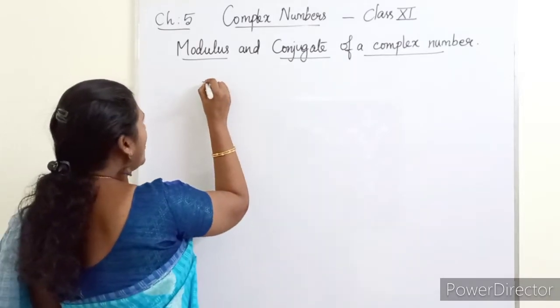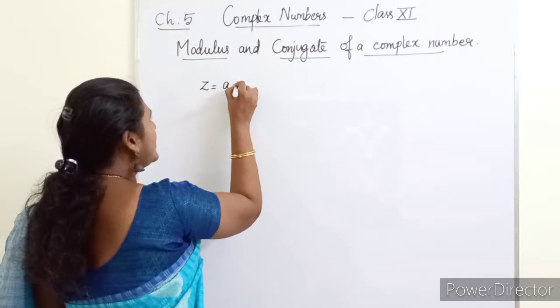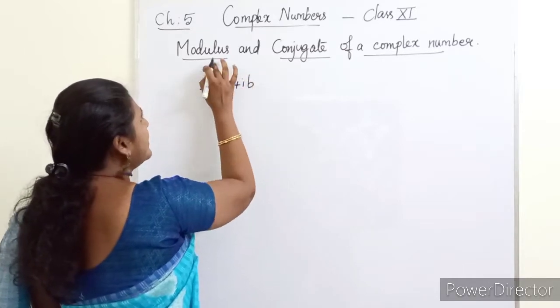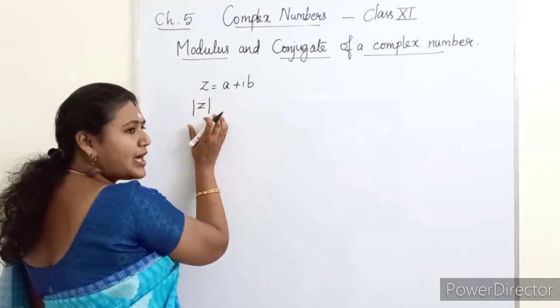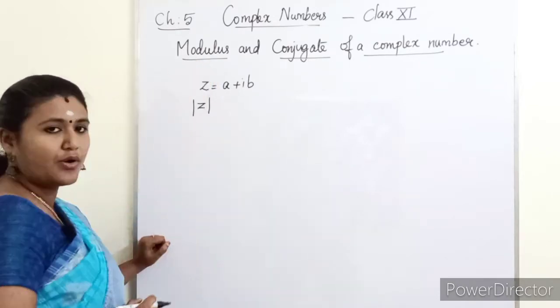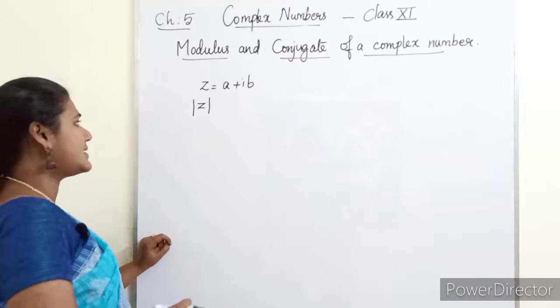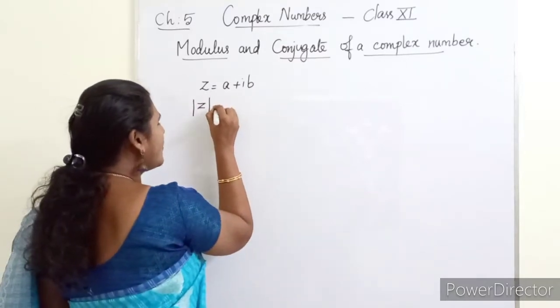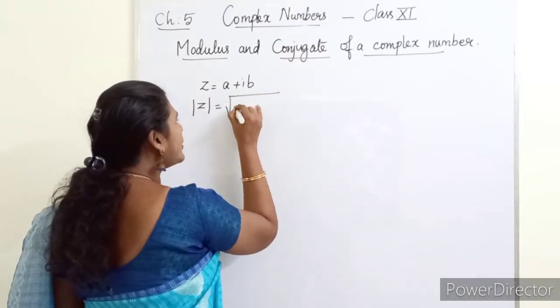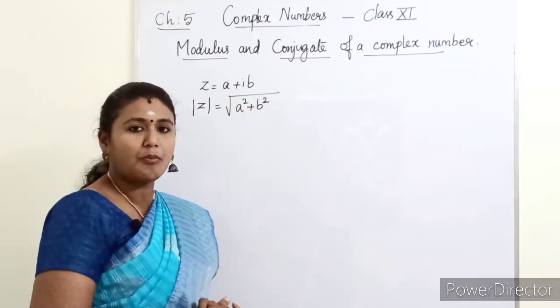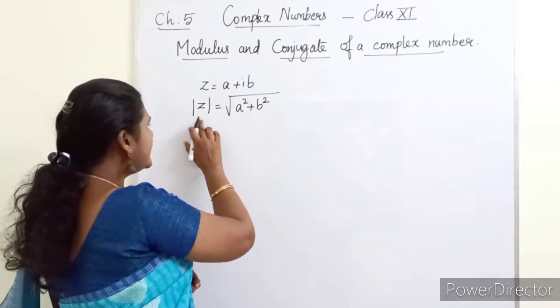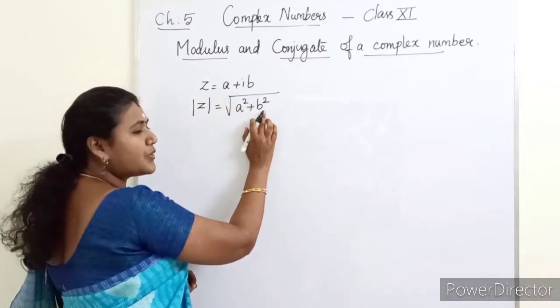Suppose we have a complex number z is equal to a plus ib, then the modulus of z is denoted by this symbol. This symbol is used to denote the modulus of a complex number, and its formula: modulus of z is equal to root of a square plus b square. So the modulus of a complex number formula, mod z is equal to root of a square plus b square.